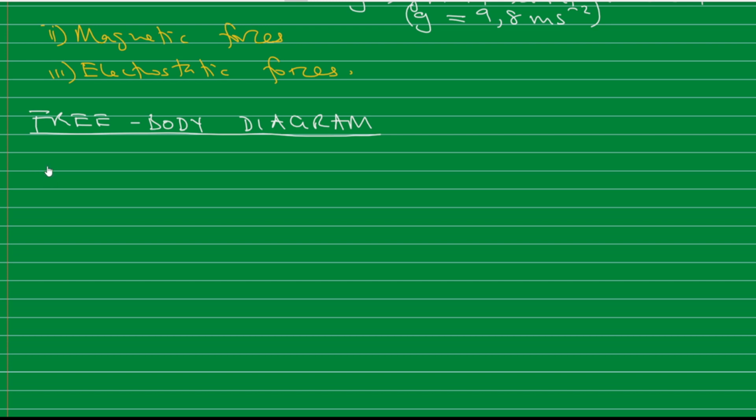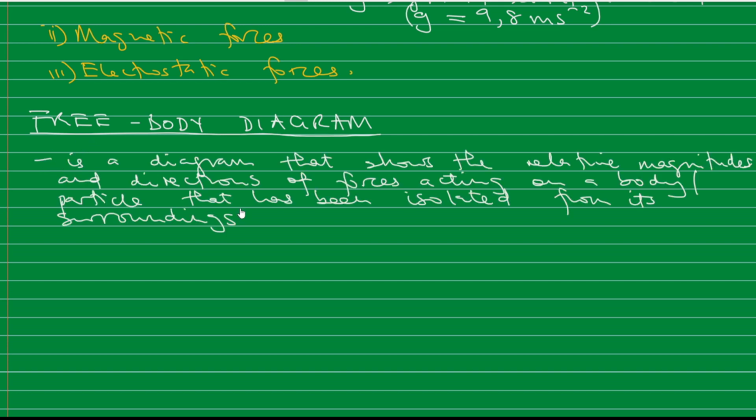So this is just a series of tutorials that we are going to have on this section of mechanics. Now, with regards to free body diagram, a free body diagram is a diagram that shows the relative magnitudes. Magnitude simply refers to the sizes. So it's a diagram that shows us the sizes and directions of the forces. Take note of those two areas. It shows us the magnitudes as well as the directions of the forces acting on a body or particle.